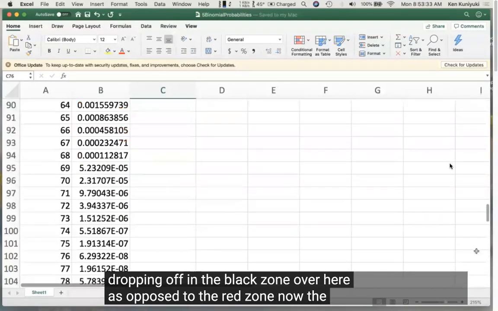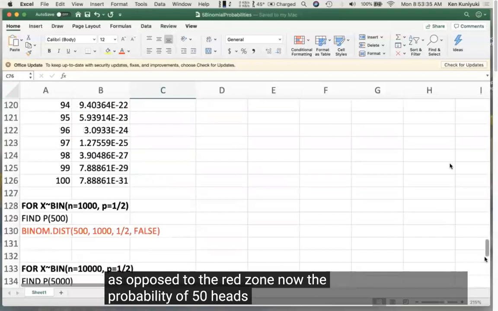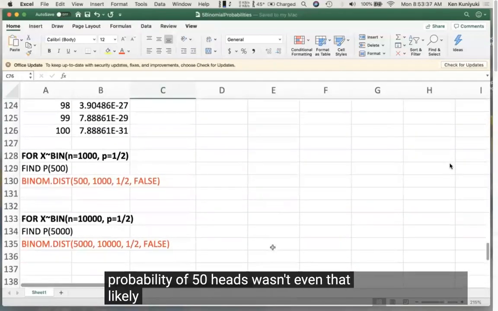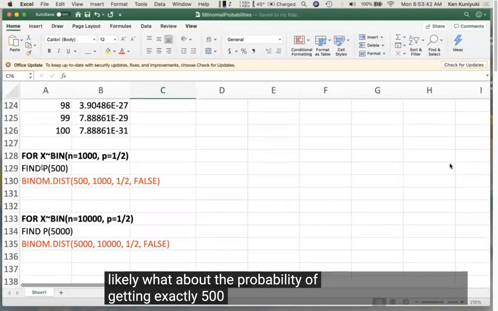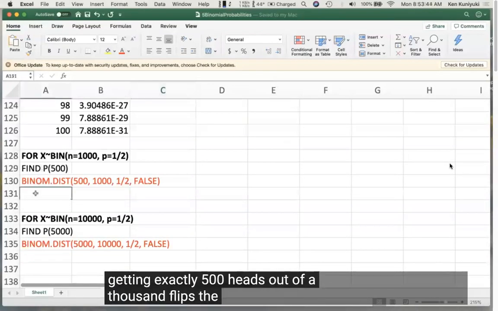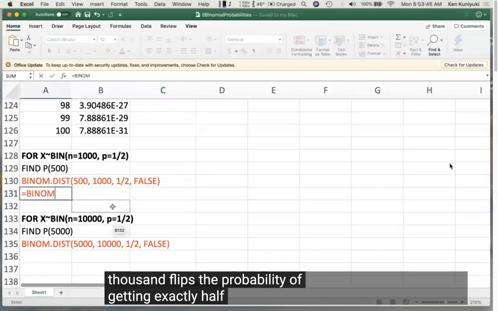Now, the probability of 50 heads wasn't even that likely. What about the probability of getting exactly 500 heads out of 1,000 flips? The probability of getting exactly half heads out of 1,000 flips.